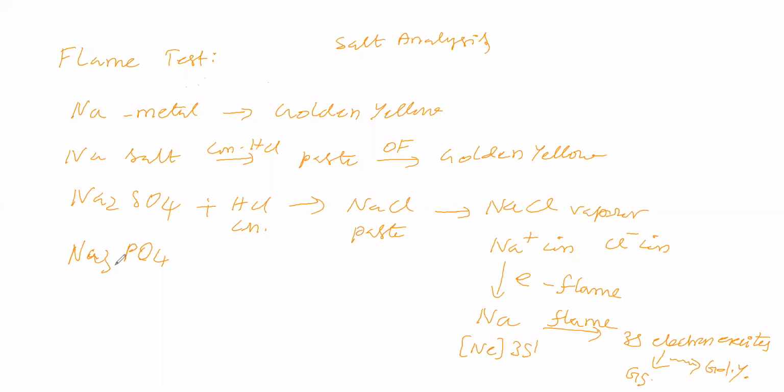Suppose you take some other sodium salt, sodium bromide. Sodium bromide is mixed with conc. HCl and you get a paste, and the same process takes place and you will get golden yellow. So whatever sodium salt you take, you will get golden yellow color, because you are converting that into sodium chloride and then introducing it into the flame.